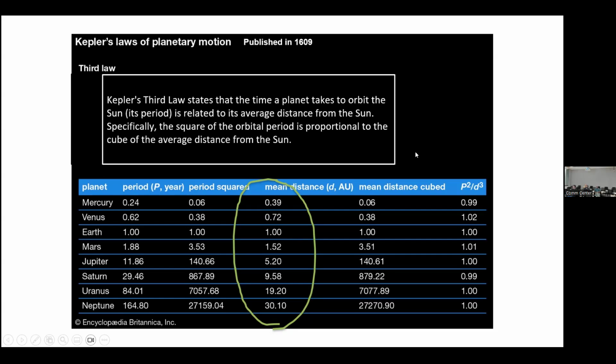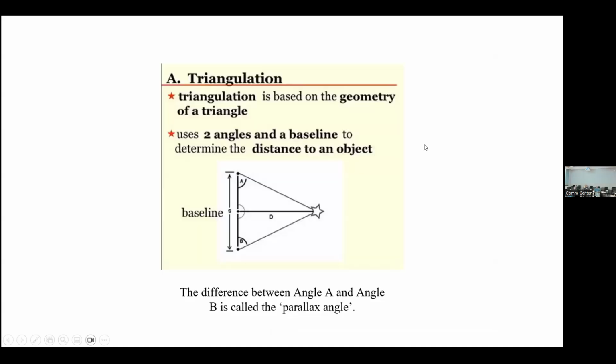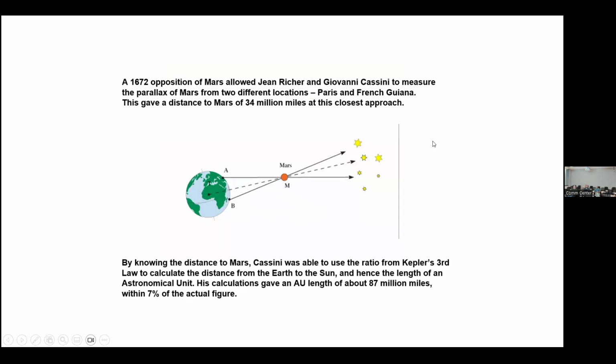So anyway, the parallax method was used to calculate the distance to the sun. What he came up with for the value of the astronomical unit was about 87 million miles, which is close. It's about 7% off of the actual figure of 93 million miles. It's pretty good. Pretty close.